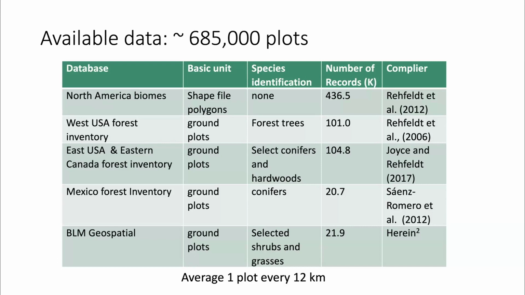So we have the FIA data set from the Forest Service, and then we have the BLM AIM data set as well. So on average, there's about 1 plot every 12 kilometers across North America. And I should mention, we also have Mexico and Canadian inventory data as well, at least for forest species.